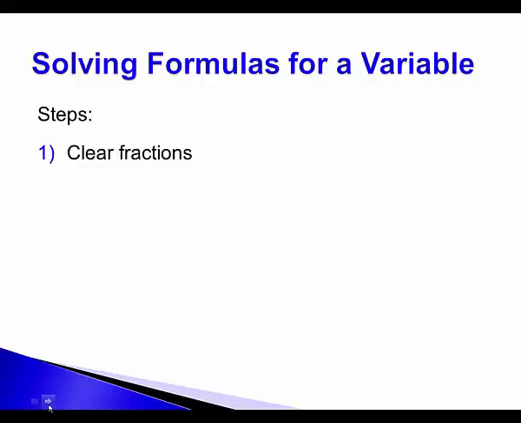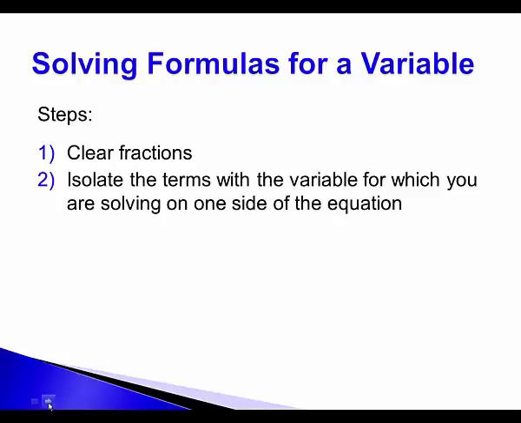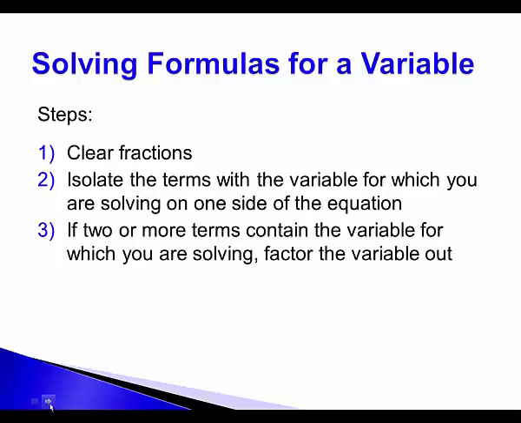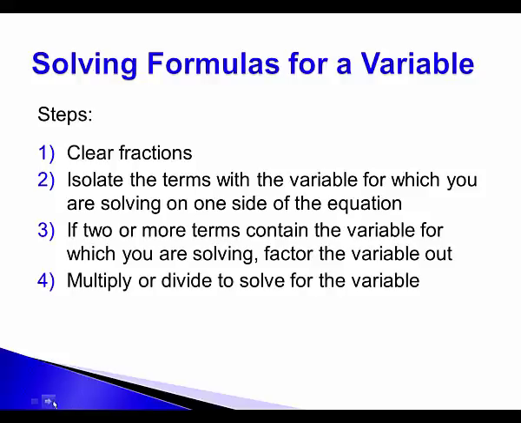Step 1 is to clear fractions, and this is a step we have not been doing before on solving equations, but we will need to do it this time. Then we'll need to isolate the terms with the variable for which you are solving on one side of the equation. If two or more terms contain the variable for which you're solving, factor the variable out, and then multiply or divide to solve for the variable.